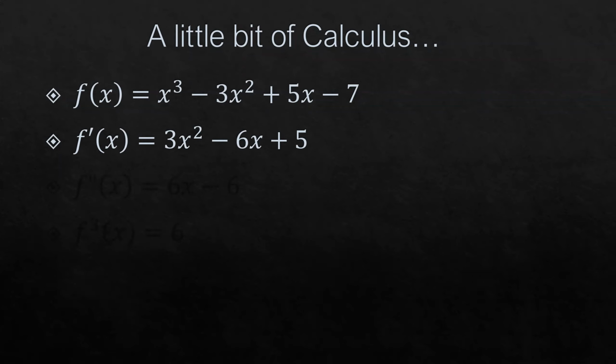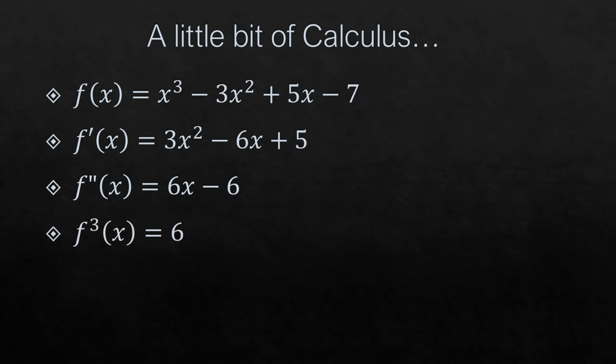Take the derivative of that, and the second derivative is 6x minus 6. Well, what do you think happens when you take the derivative again? Meaning, what's the third derivative? That's how we denote the third derivative, not f to the third power, but the third derivative of x, which is just a constant 6.